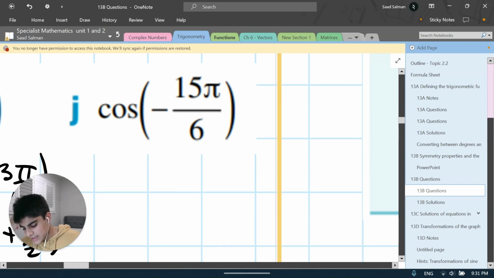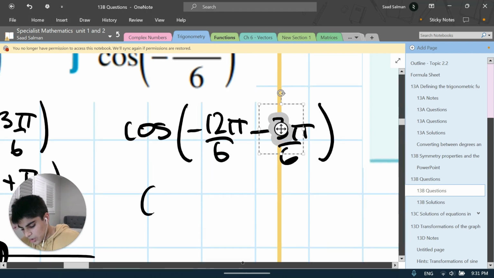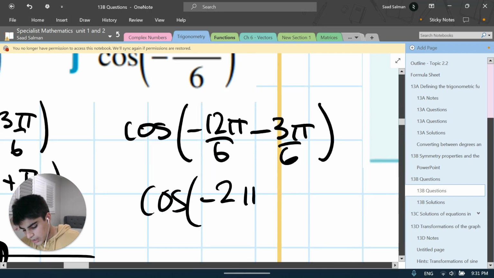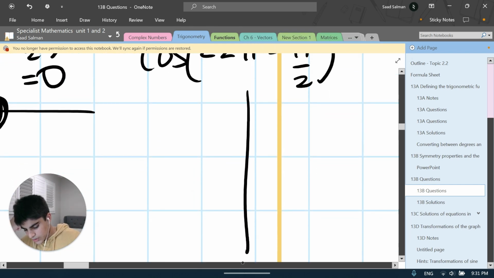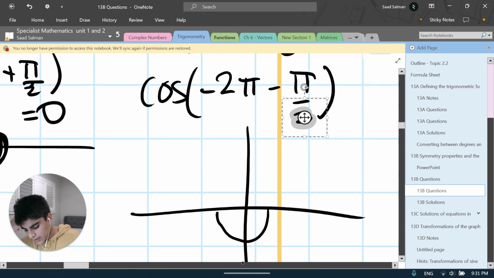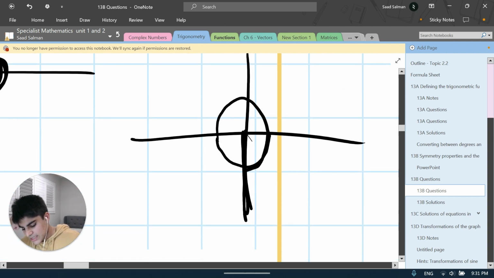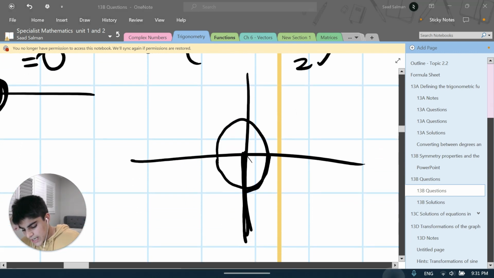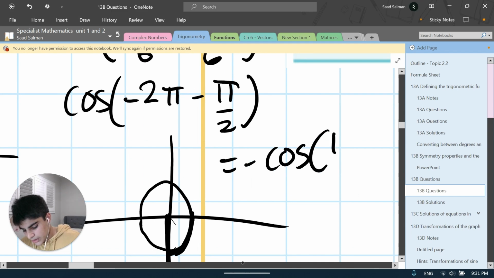Cosine negative 15 pi on 6. This value is equal to cosine negative 12 pi on 6 minus 3 pi on 6, which equals cosine negative 2 pi minus pi on 2. Let's visualize this real quick. Negative pi, negative 2 pi, and negative pi on 2, which makes the value of this essentially equivalent to cosine negative pi on 2, which equals cosine pi on 2.